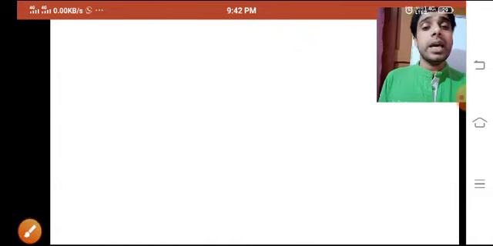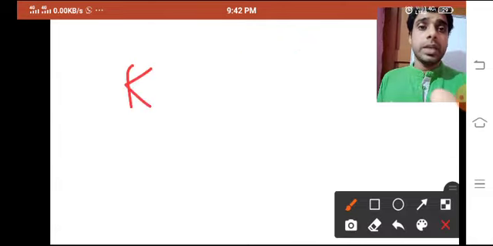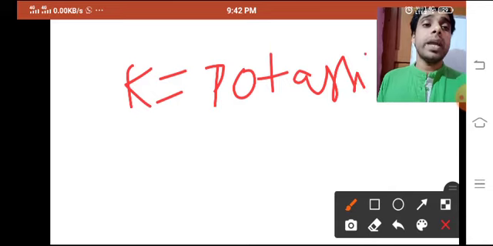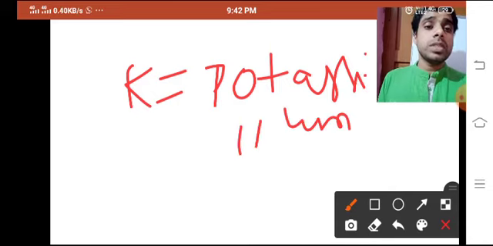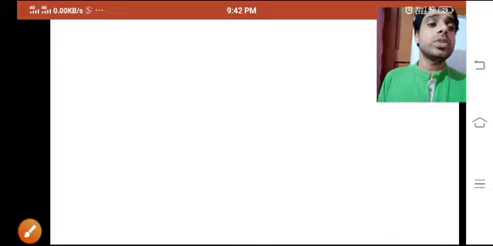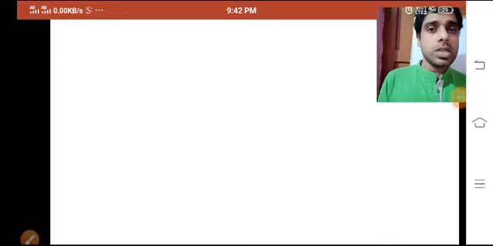Then you can see potassium. It should be P, but why have I written K? Because its Latin name is Kalium. That's why K would be there. So all the rules you have understood.